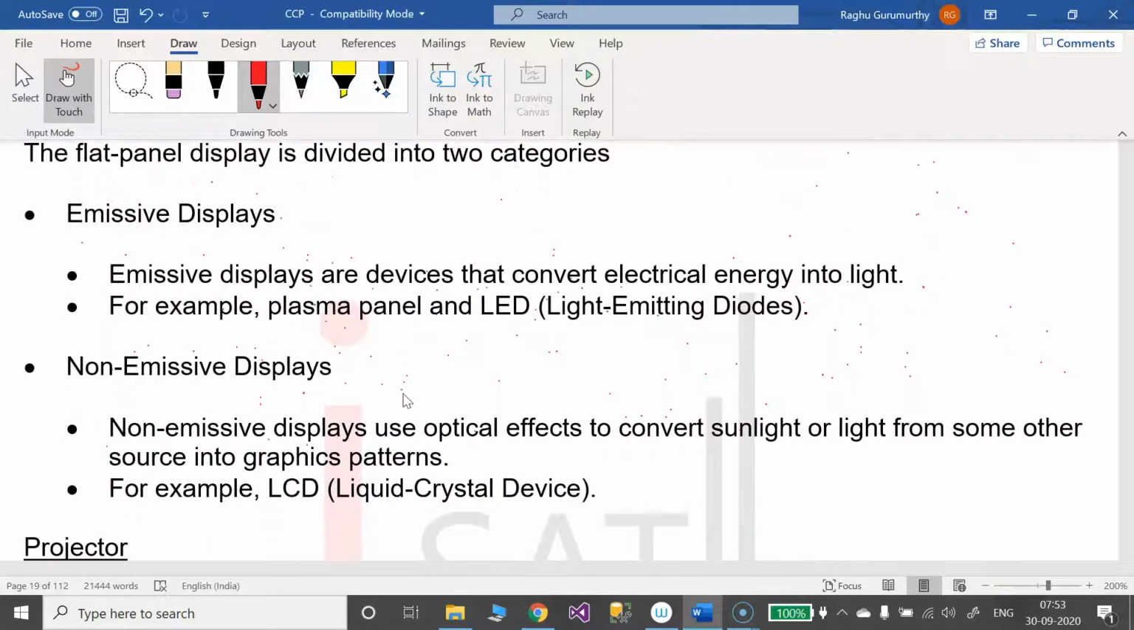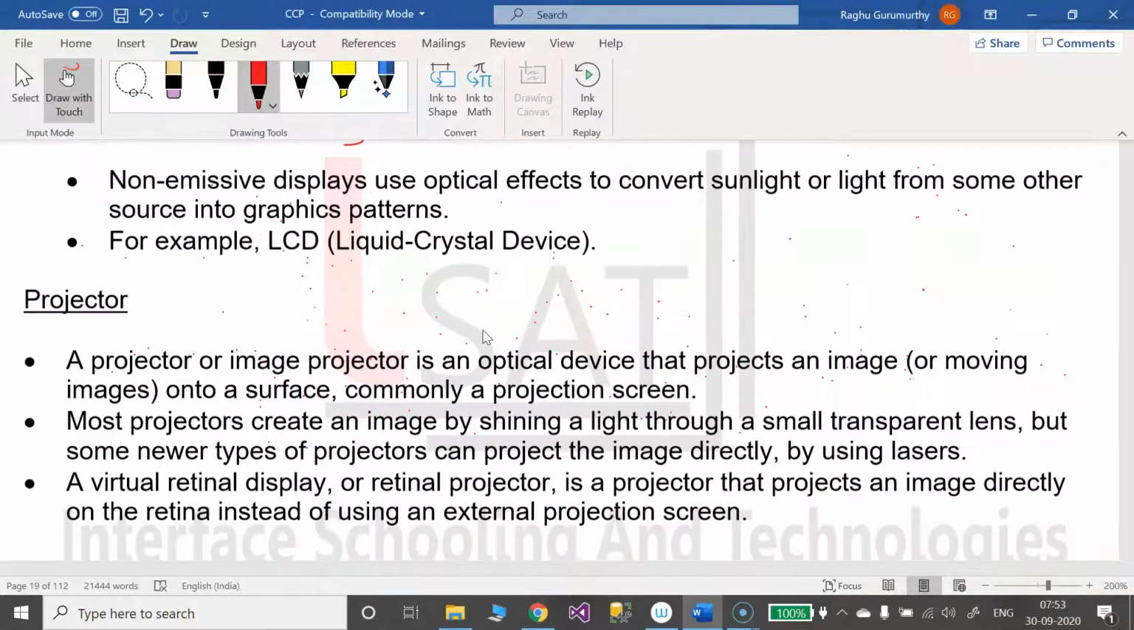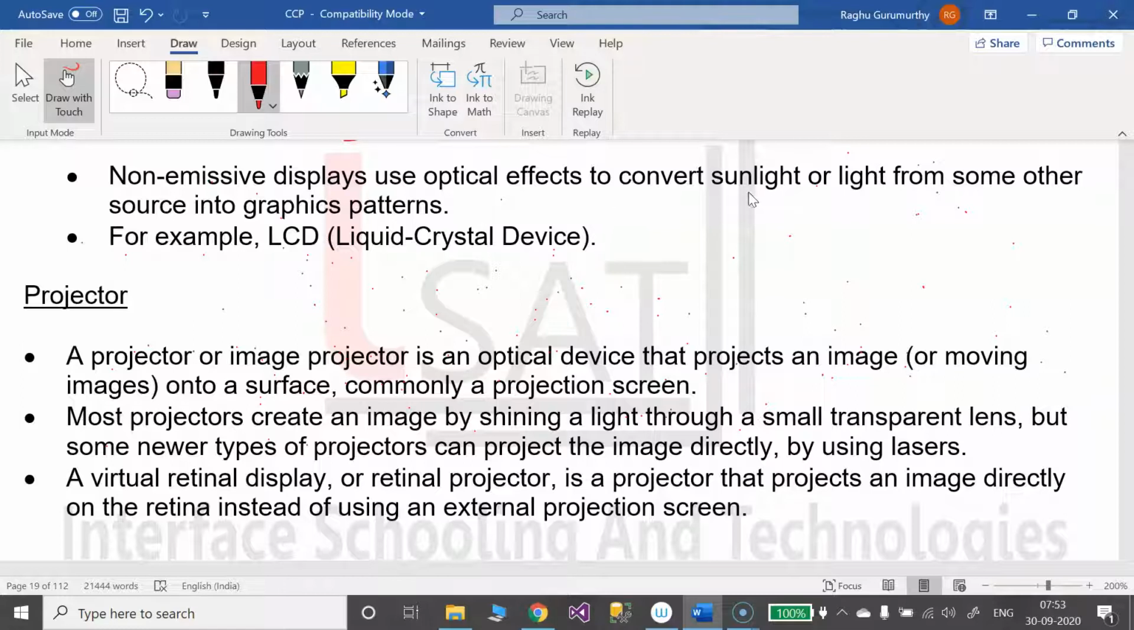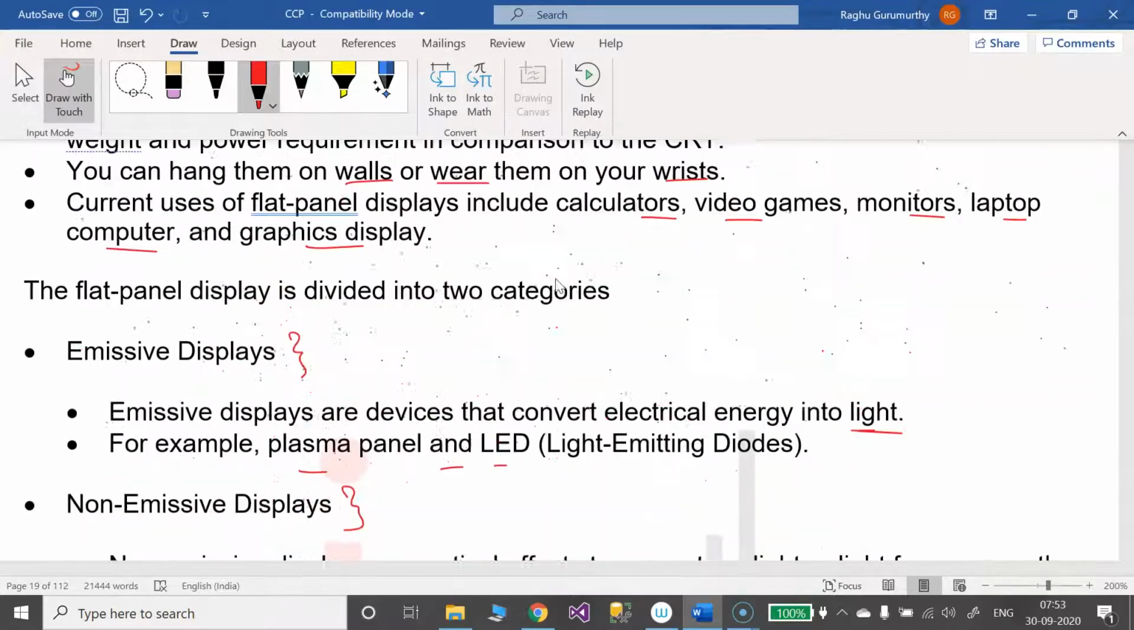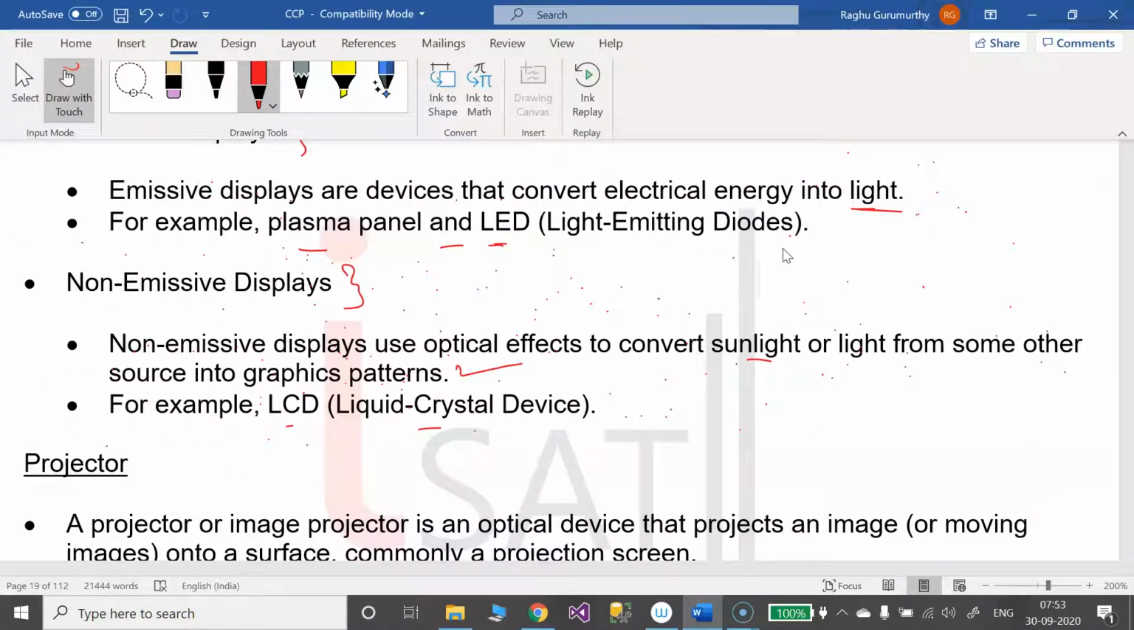The flat panel display is divided into two categories: emissive display and non-emissive display. Emissive displays are devices that convert electrical energy into light, for example plasma panel and LED. This is what emissive displays are. Non-emissive displays use optical effects to convert sunlight or light from some other source into a graphic pattern, for example LCD, liquid crystal display. These are LCD monitors. This one is LED, light emitting diodes.